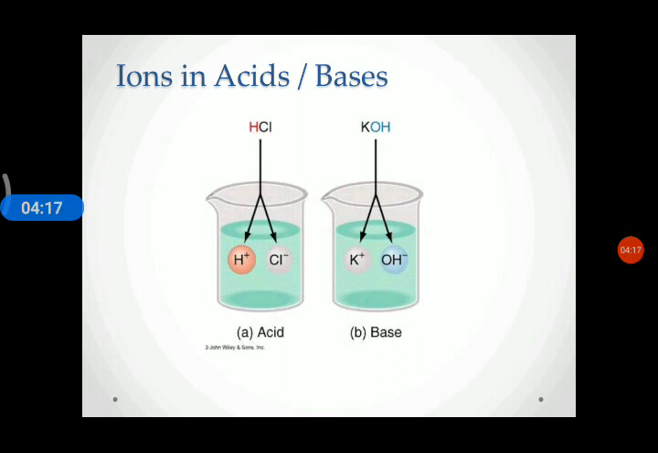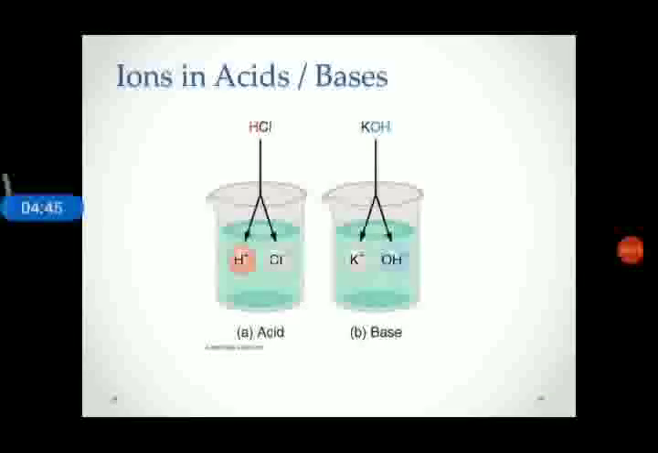This is an example for ions in acid and bases. In acid, H plus and Cl minus join and form HCl. In the base, K plus and OH minus. Listen, H plus gives acidic nature to HCl and OH minus gives basic nature to KOH. Understand? H plus ions give acidic nature to HCl solution and OH minus gives basic nature to KOH solution.